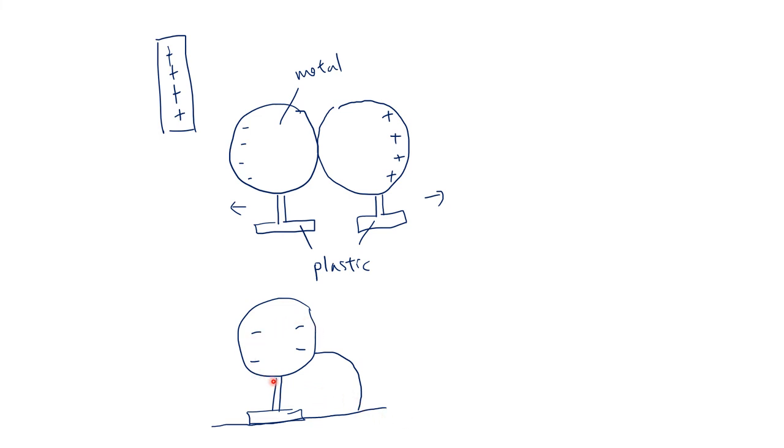So this negative charge here will drift or flow out to the ground, and it will become neutral, because the excess negative charge has been removed. Once all the excess negative charge has moved to earth, it will become neutral and the electrons will stop flowing. So now you have a neutral metal plate again.